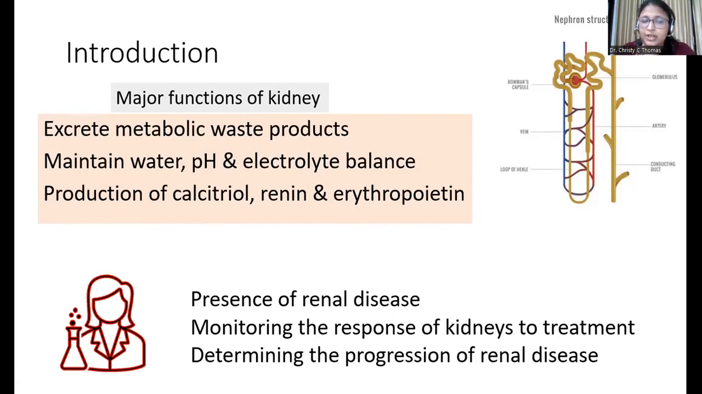Ideally, when you say assessment of kidney function, you should assess all the functions of the kidney: the excretory function, the homeostatic function, and the endocrine function. But when you see a patient in an OPD or in the ward and you say that the patient's kidney functions are normal, you imply that one particular function of the kidney is normal, that is the glomerular filtration rate. Usually, we refer to the entire kidney function as a single function, that is the glomerular filtration rate.